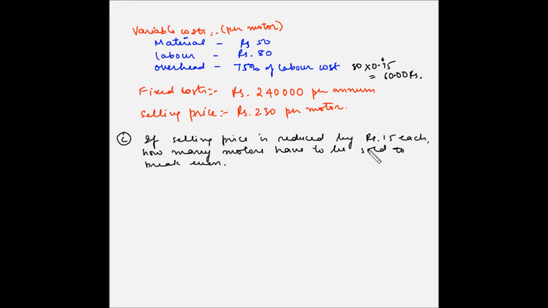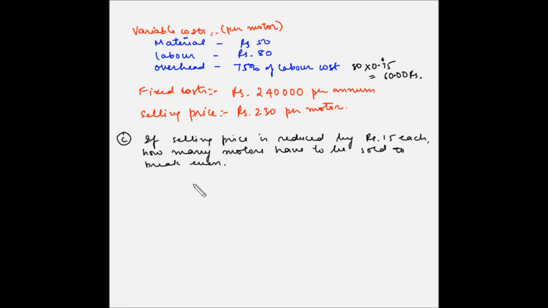So in this case, we are reducing the selling price by rupees 15 each, but the variable cost per motor is not reducing. So what that means is that the amount which is contributing towards recovering the fixed cost has reduced per motor. So what this indicates is that we'll have to manufacture more than the 6,000 units that we had achieved in step number A. Now let's find out how many more do we need to manufacture in order to break even.